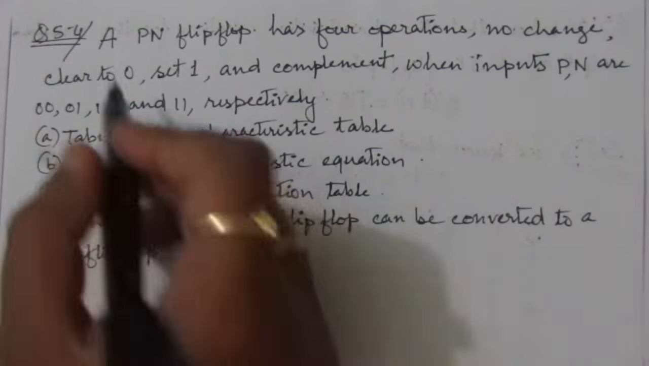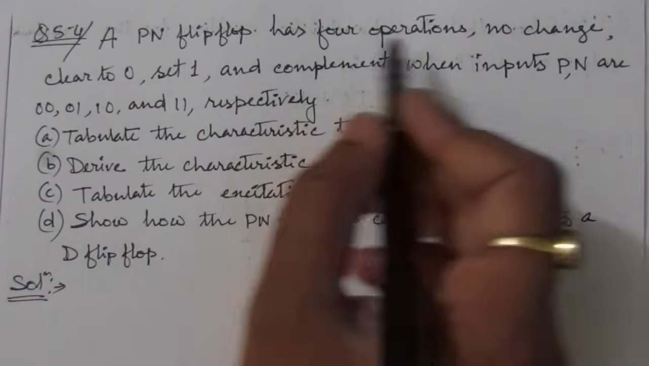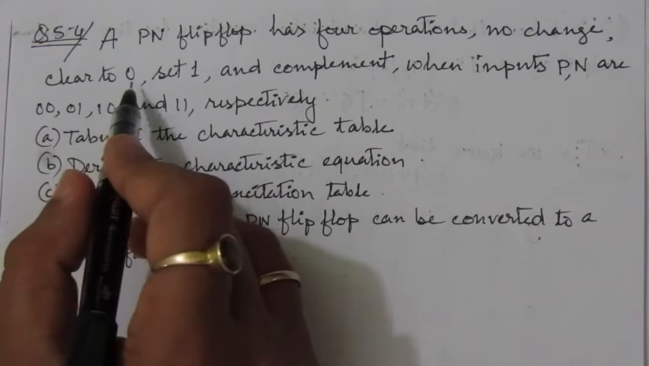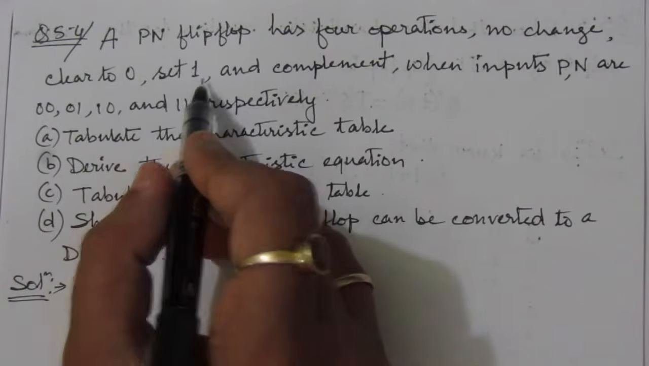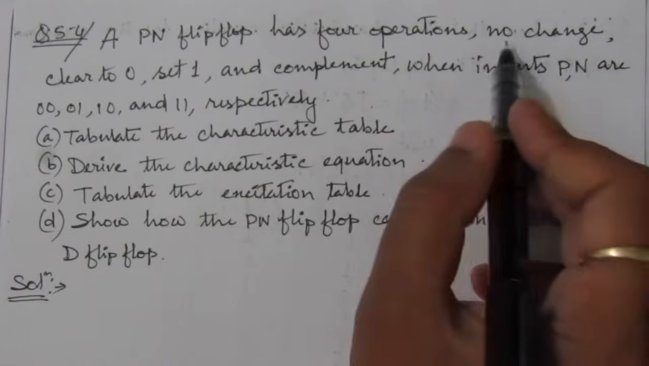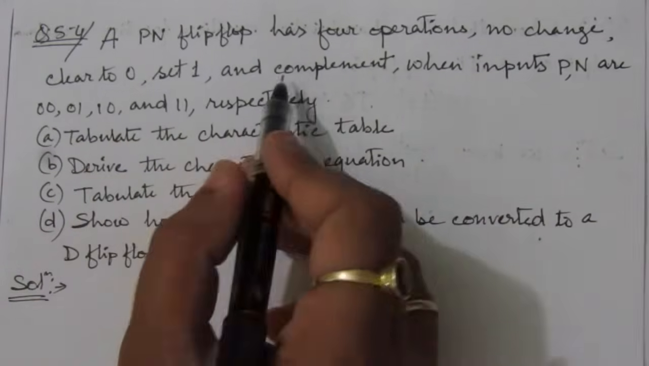Okay, the problem is: a PN flip-flop has 4 operations: no change, clear to 0 (clear to 0 means reset), set to 1, and complement. Okay, these are the 4 operations: no change, clear to 0, set and complement.